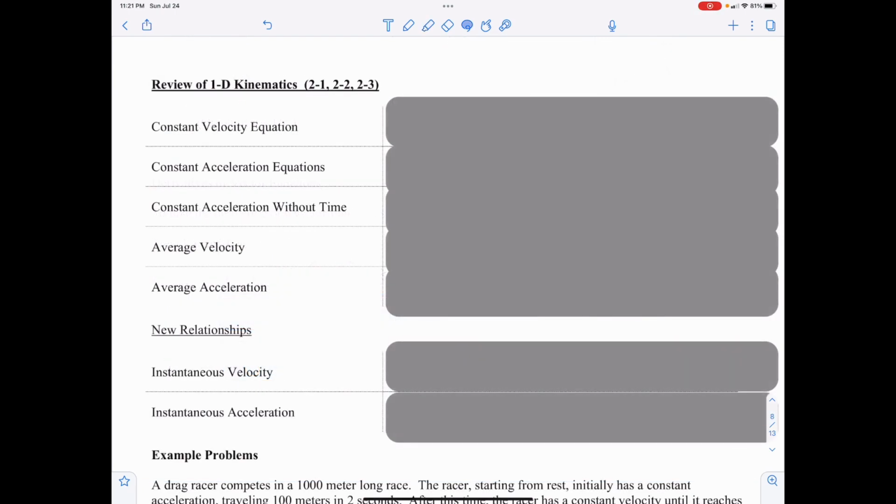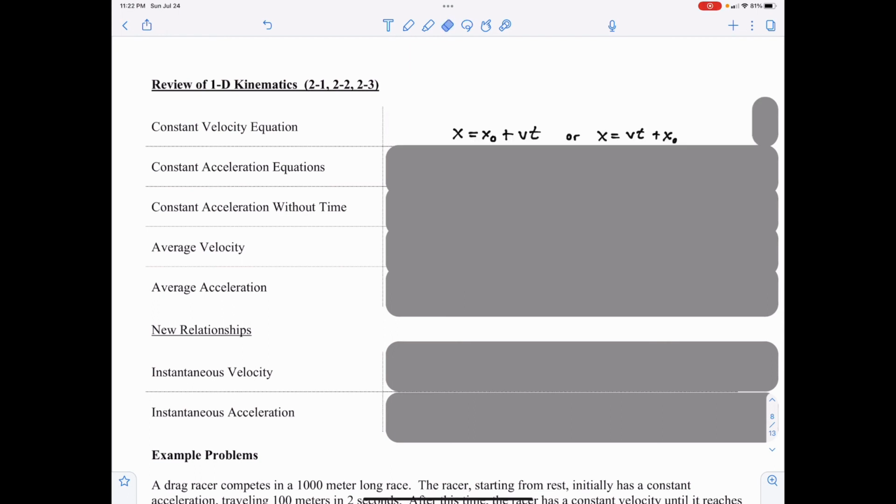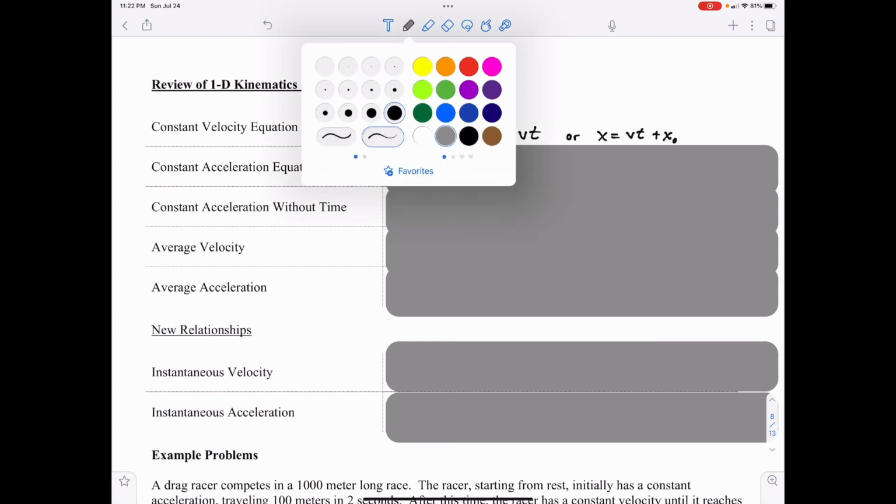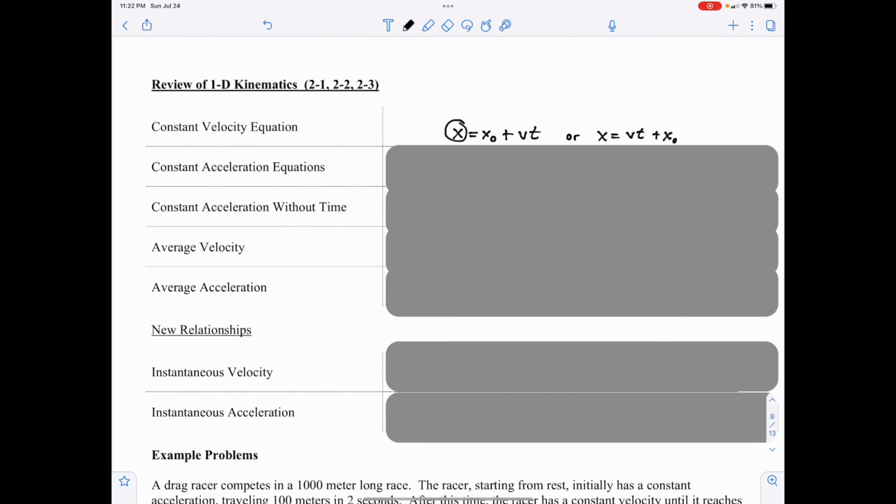Review of 1D kinematics, sections 2.1, 2.2, 2.3. Let's review some of the older kinematic equations and when we would use them. Our basic constant velocity equation tells us that the position you're at is equal to your initial position, wherever it is at time equals 0, plus your constant velocity times time.